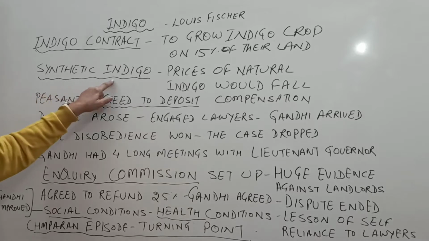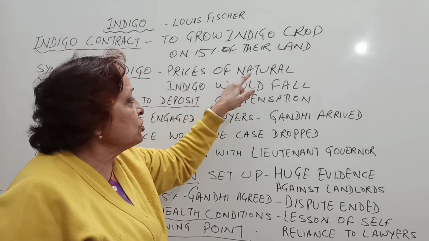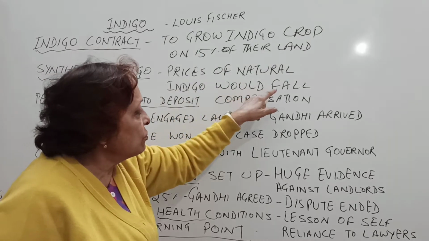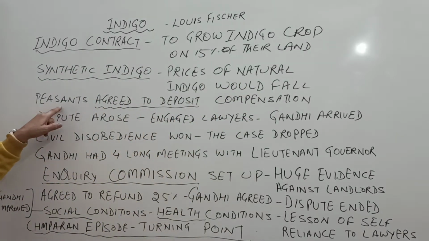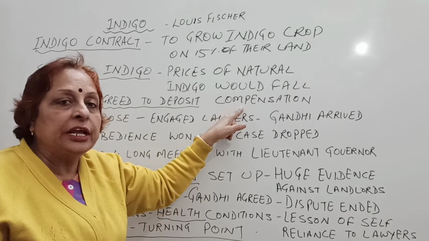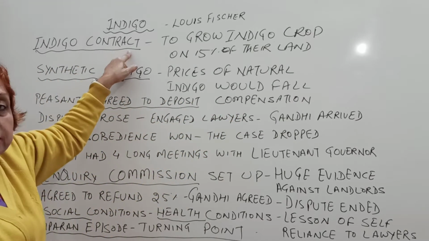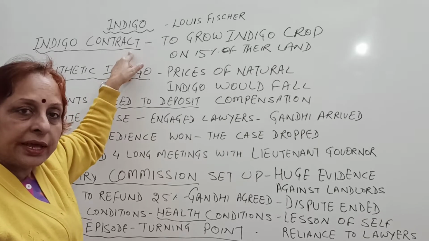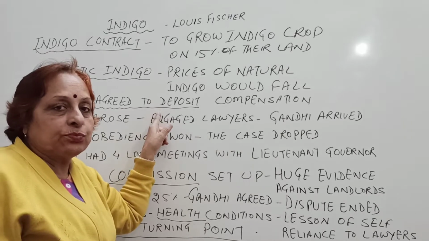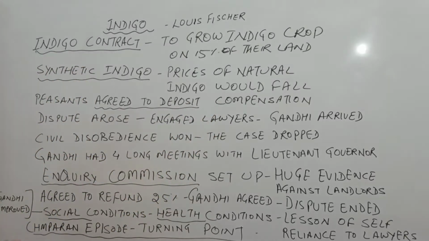Next is synthetic indigo. What would be the impact of synthetic indigo on natural indigo? The impact would be that the prices of natural indigo would fall. Then why did the peasants agree to deposit compensation money to be relieved from the contract? They agreed because the indigo contract was a burdensome contract for them. So when the British offered to relieve them of this burden, they agreed to deposit the compensation money.